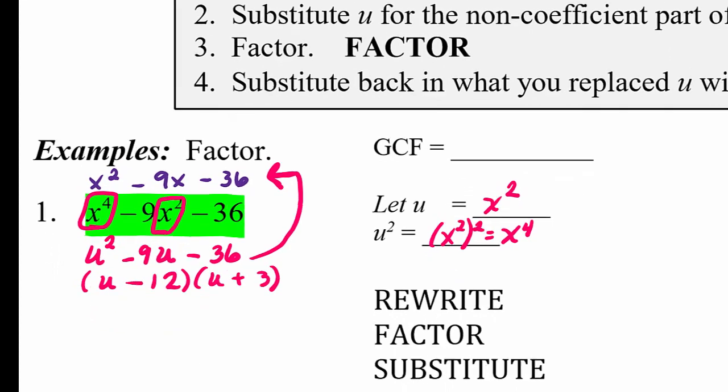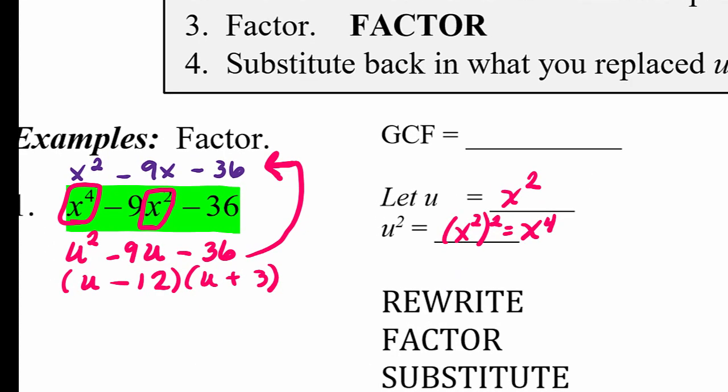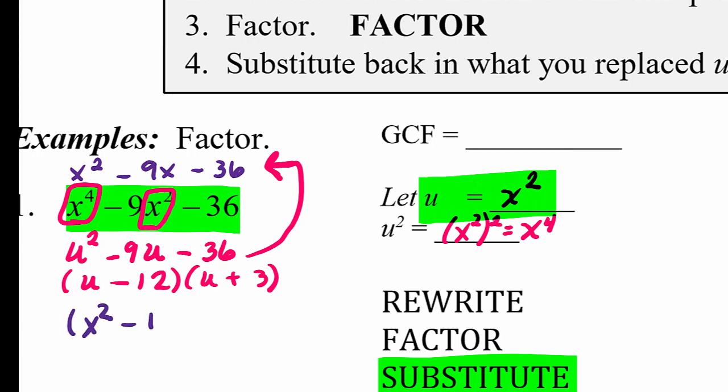So as we use our factor by substitution method, the last step will be to substitute back what u represented. So do you remember that u is representing our x squared? So we're going to write x squared minus 12 times x squared plus 3. Let's try that one more time. Let's try with a different example.